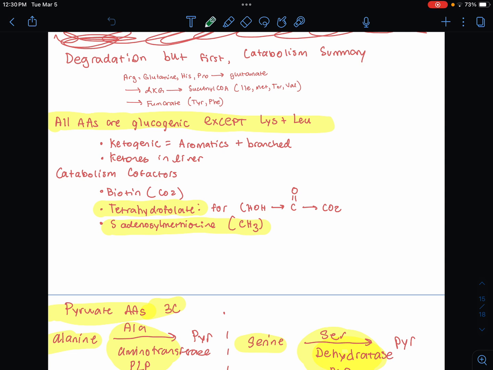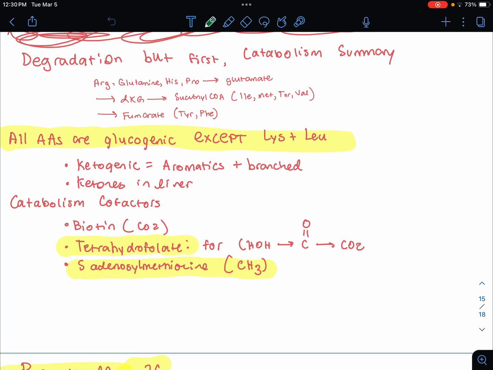Okay, so amino acid degradation, but first she wanted to give us a summary of amino acid catabolism. The first part would be arginine and glutamine. These are the two that are one-step ones, so we're only supposed to focus on the one-step ones. So arginine and glutamine form glutamate.